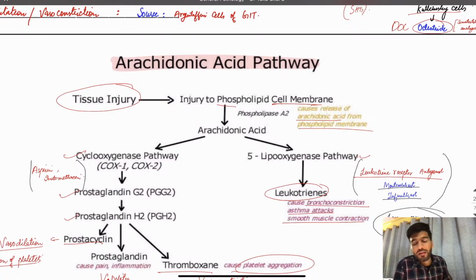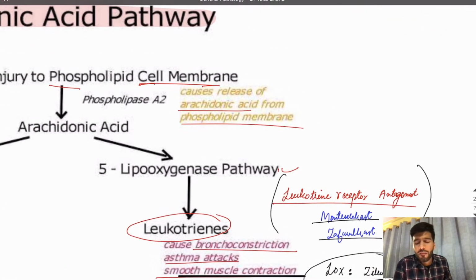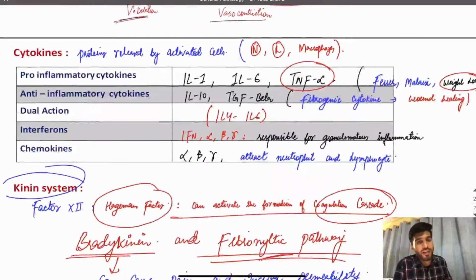Then the arachidonic acid pathway, my dear students. When there is a tissue injury, there is cell membrane damage which releases arachidonic acid. Then these arachidonic acid metabolites have 2 pathways. We have the cyclooxygenase pathway and the lipoxygenase pathway. The cyclooxygenase pathway will give prostaglandins, prostacyclins, and thromboxane. Then further, prostacyclin, vasodilation; thromboxane, vasoconstriction; prostaglandin, vasodilation, and platelet aggregation with thromboxane. Okay, and leukotrienes will cause bronchospasm and smooth muscle contraction, and the drugs which act on the leukotriene receptor are montelukast and zafirlukast, and the lipoxygenase inhibitor is zileuton. Okay, COX-1, COX-2, aspirin, and indomethacin.